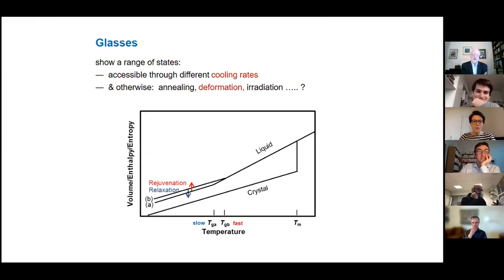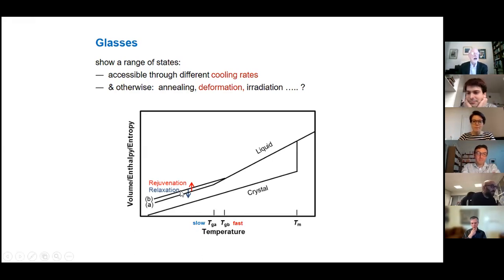Now, as Sean has already hinted, this audience in particular doesn't really need any introduction to glasses. I will say I take a rather strict view of what is a glass, that it's not any old amorphous solid, but it is something that has come from the liquid. You could, of course, cool the liquid faster and go through the transition into the glassy state sooner at higher temperature, or you could cool more slowly. You would thereby get a range of states.